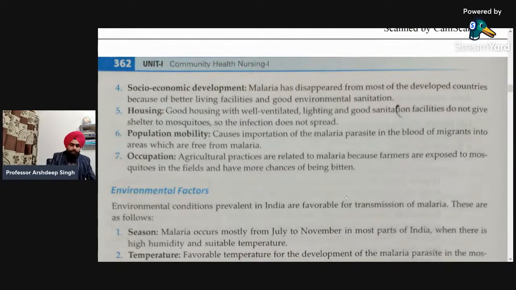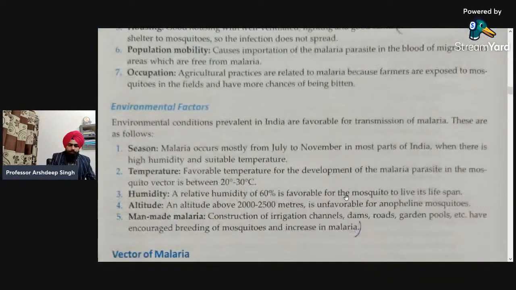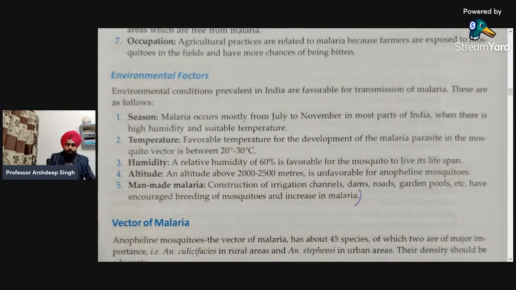Next is about the environmental factors. That was about the host factors. The occurrence of malaria depends upon the environmental factors. First of all is the season. When there is rainy season, this will give a boost to the infection, and the number of cases will increase. Malaria occurs mostly from July to November in most parts of India, when there is high humidity and suitable temperature. Second is temperature.